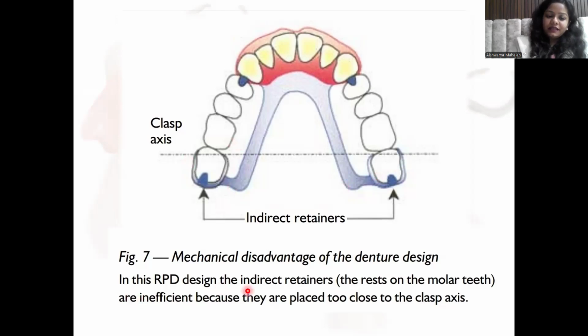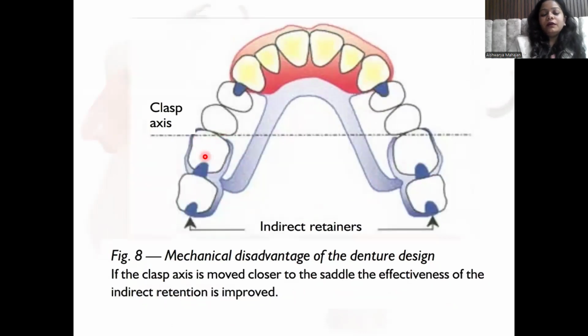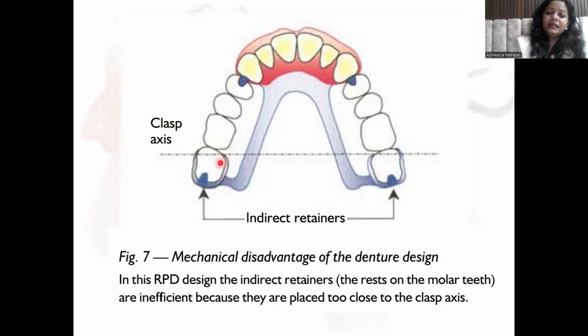In this RPD design, the indirect retainers are ineffective because they are placed too close to the clasp axis. Now, these are the clasp axis, and these indirect retainers are too close to it. But if we give two retainers, one at the back of the other, in this situation the indirect retainers are moved further back and away from the clasp assembly, providing more mechanical advantage in comparison to the one where it is placed near the direct retainers.